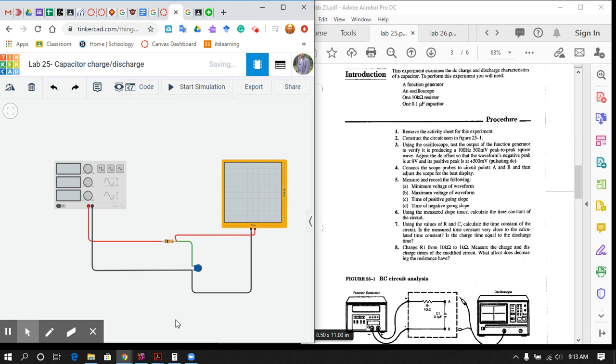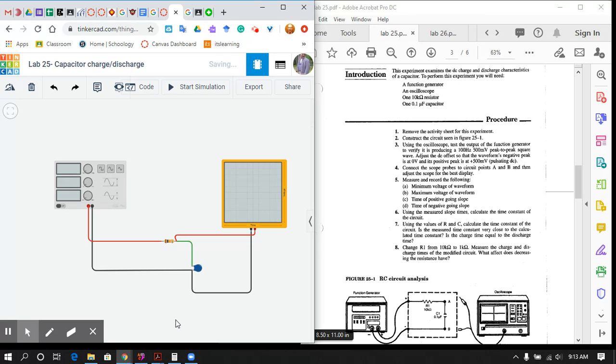Okay guys, today we're going to look at lab 25. Lab 25 is capacitor charge discharge. We're examining a fundamental foundation circuit in electronics, the RC circuit, or series resistor with capacitor. We're going to look at it over an AC voltage signal. This circuit is used in both AC and DC applications.